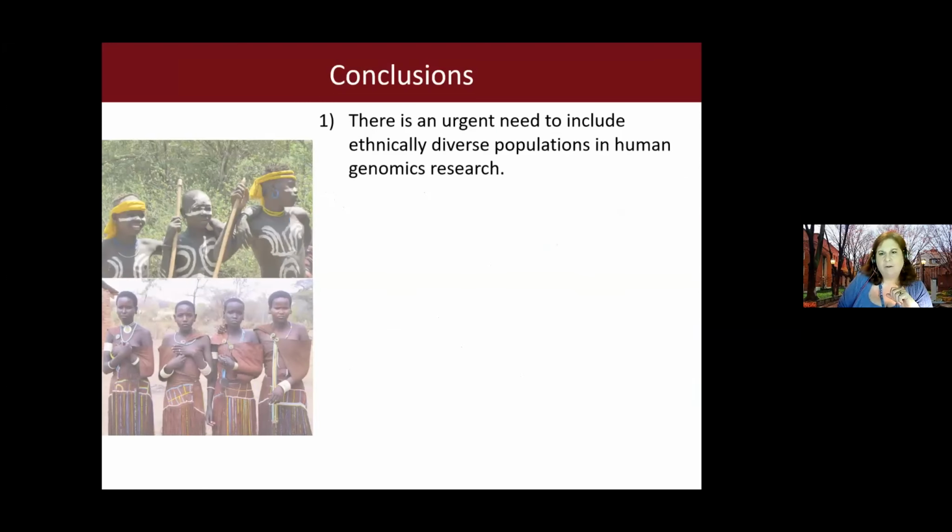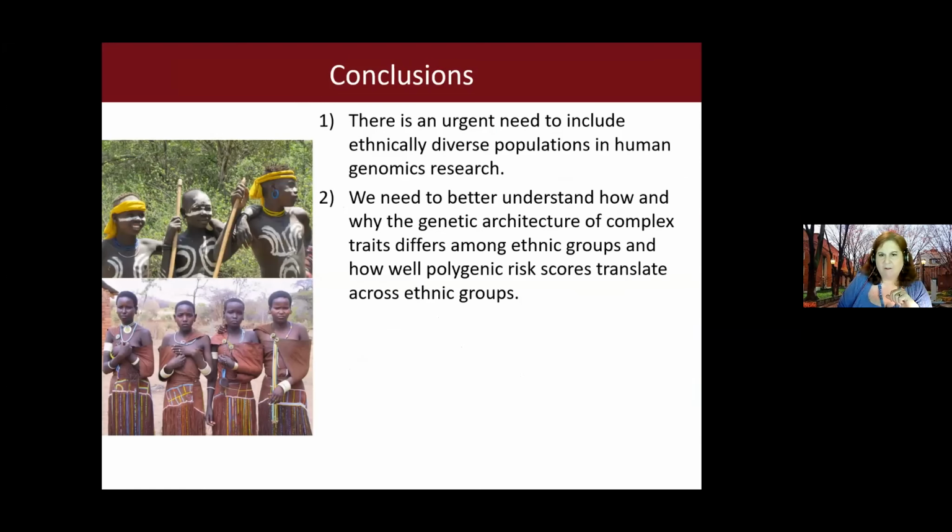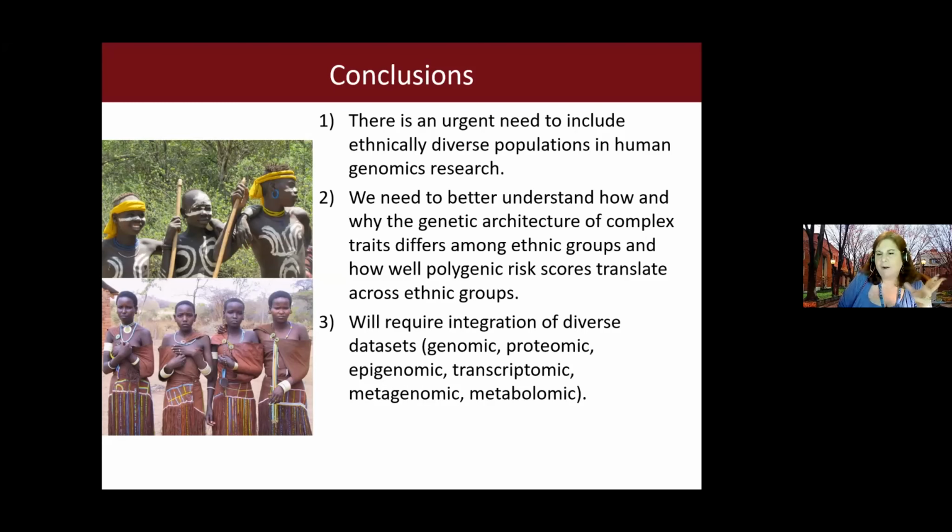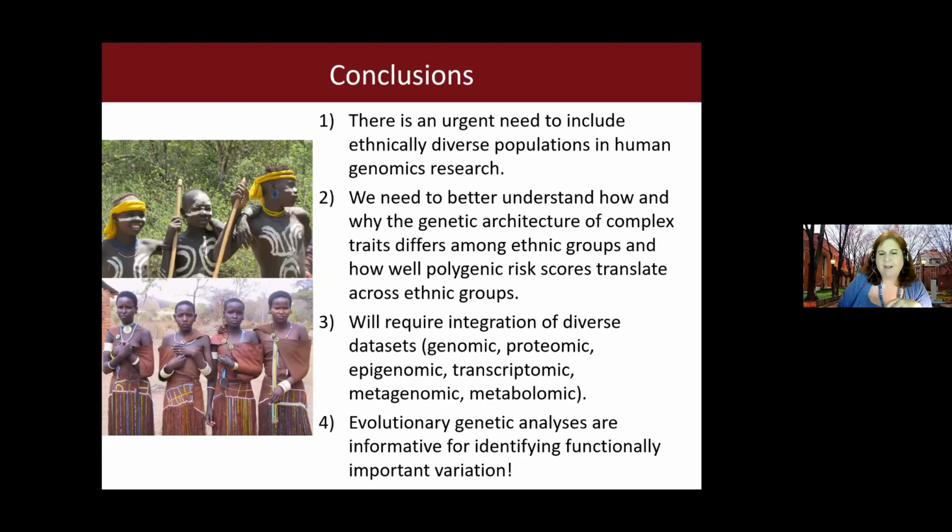So to conclude, there's an urgent need to include ethnically diverse people in human genomics research. We need to better understand how and why the genetic architecture of complex traits differs among ethnic groups, and to better be able to transfer polygenic risk scores. That's going to require integration of diverse data sets, and evolutionary genetic analyses are informative for identifying functionally important variation.